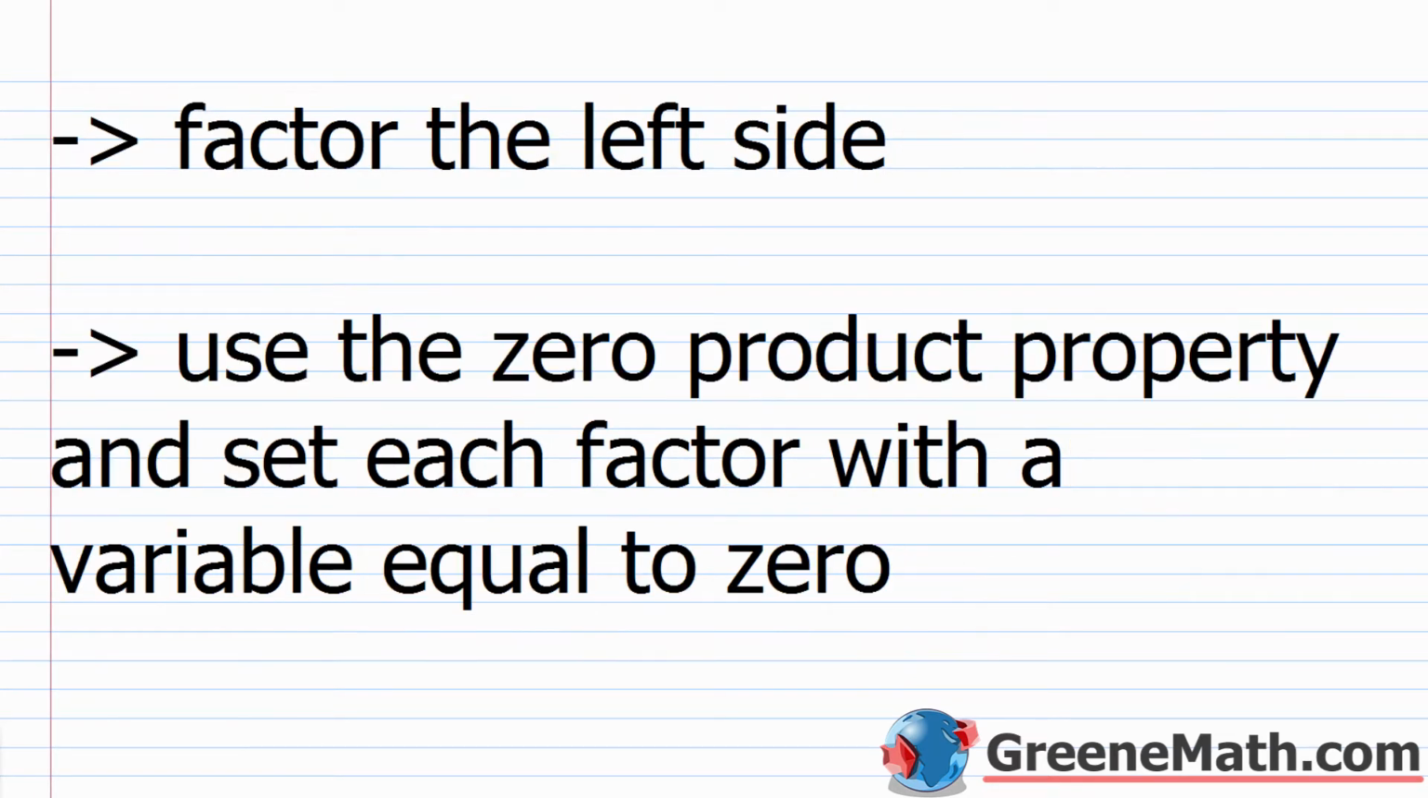All right, so the next step is to factor the left side. You've got a trinomial on the left side and 0 on the right, so you factor the left side. That's going to put it into the product of two binomials.